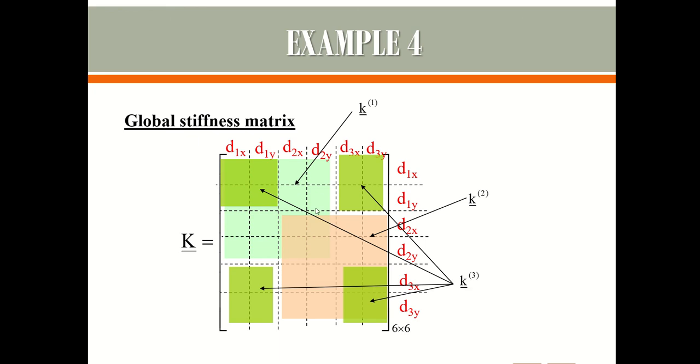Okay, this area belongs to element 3, because element 3 is between node 3 and node 1. So this area and this area, this area and this area, this is for element 3. For element 1, between node 1 and 2, this is for element 1. And the rest is for element 2.